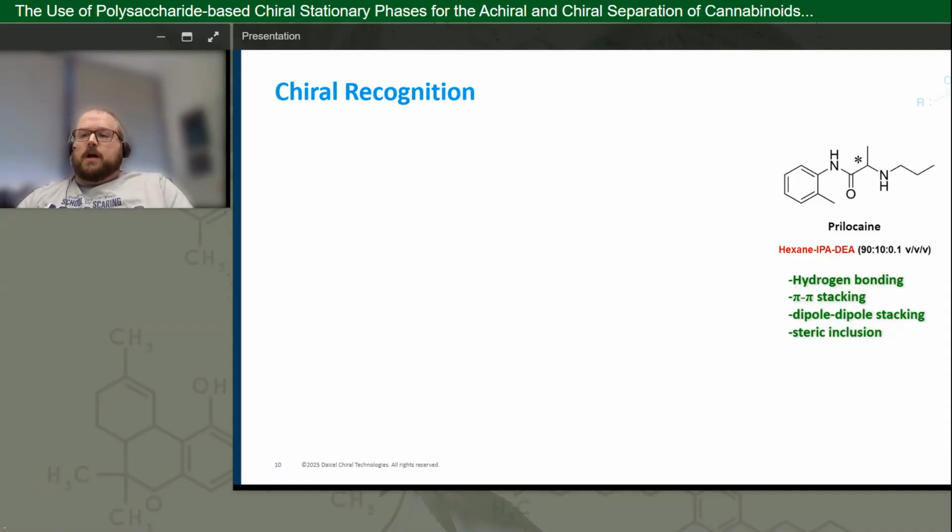So here is a separation of prilocaine under normal phase conditions. And when I say normal phase, I'm talking about hexane with an alcohol normally. So here we have hexane, isopropanol, with diethylamine, DEA.